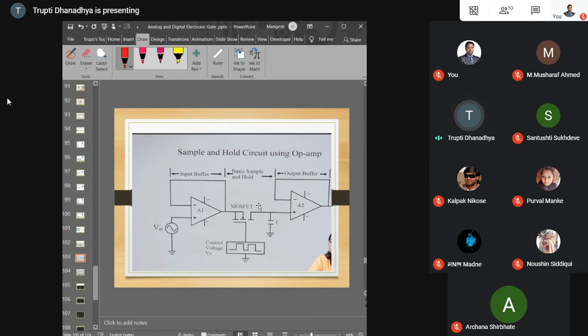We can use this sample and hold circuit in the PWM technique or space vector also for triggering any system, a power electronic system, inverter, or converter. So this is the basic knowledge about the sample and hold circuit. And the application I have already told you: you can use it in your PWM technique as a triggering circuit for triggering power electronic circuits. Okay, so this is the basic concept of the sample and hold circuit.